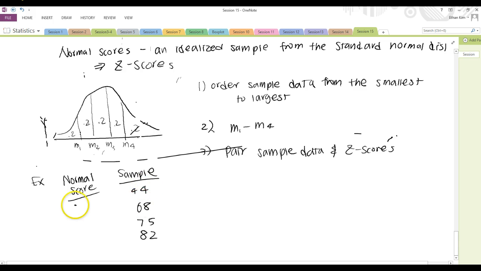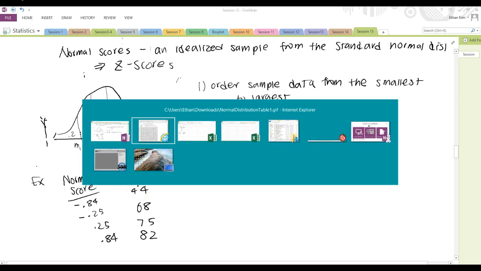So this is negative 0.84, negative 0.25, 0.25, and 0.84. Okay, and these are the numbers that divide the graph into equal parts. Okay, so using this information, we're going to plot the normal score plot. Okay, so let's move on to Excel.